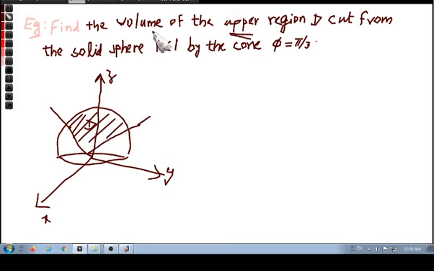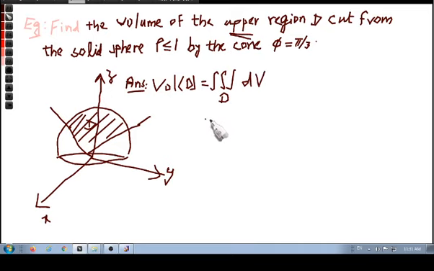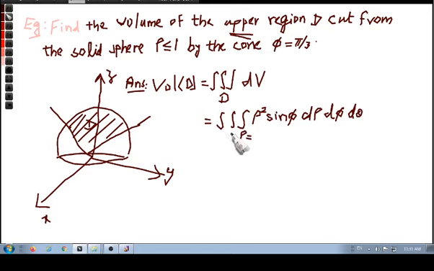So volume is obtained by integrating the function identically equal to 1. So volume of D equals the triple integral over D, f identically equal to 1, dV. But what is dV? It is rho square sin phi d rho d phi d theta. So first is the rho variation. Rho varies from where to where, then phi varies from where to where, and finally theta varies from where to where. This we have to fix.